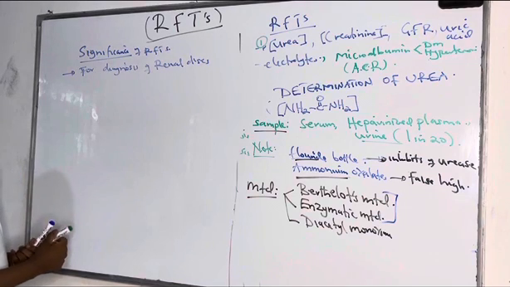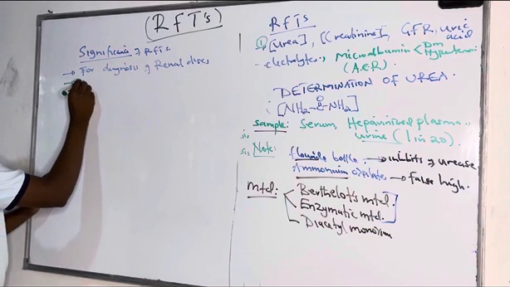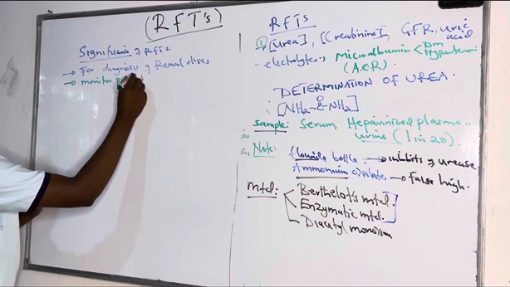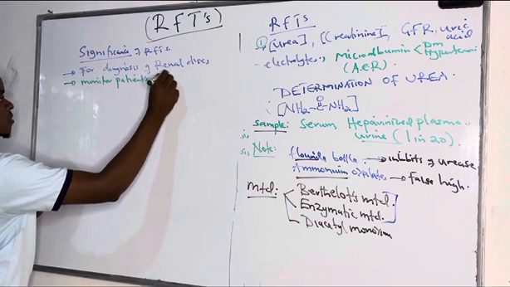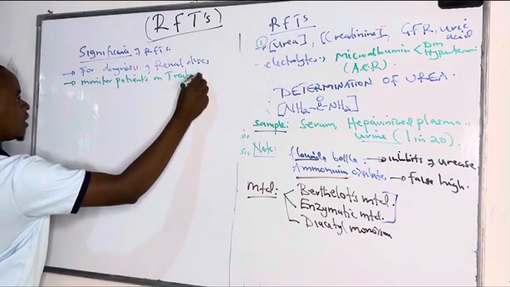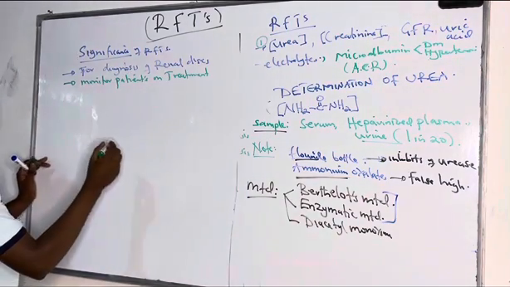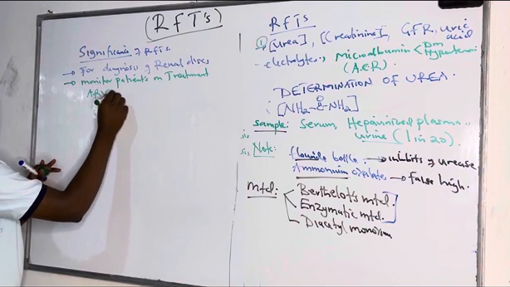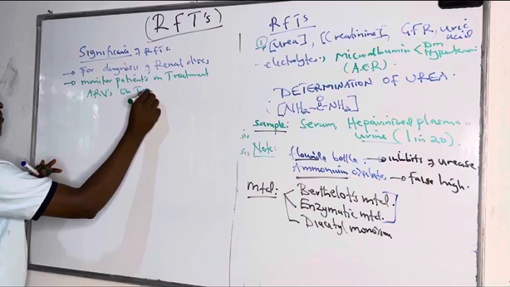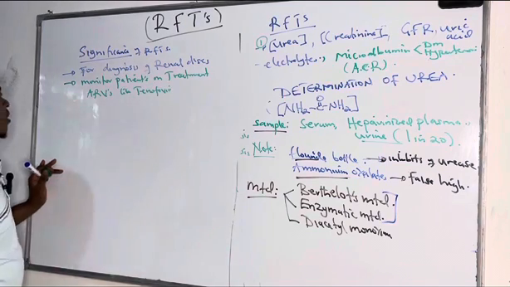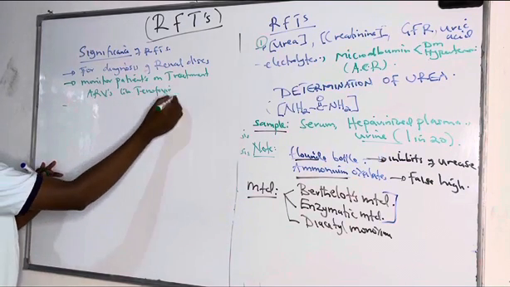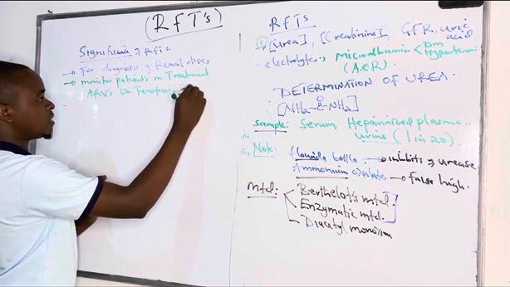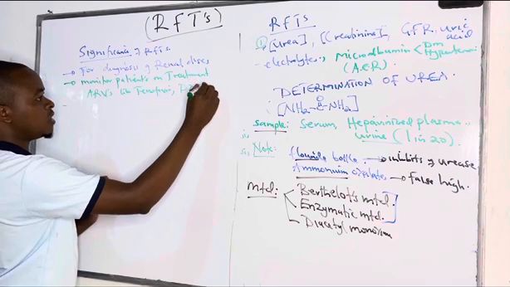We can do these tests to monitor patients on treatment of certain conditions, like antiviral treatment. Some people are on antiretroviral therapy, ARVs, like tenofovir. We are also using this to monitor patients on this, and also to monitor people with diabetes mellitus, and also people on treatment of hypertension.